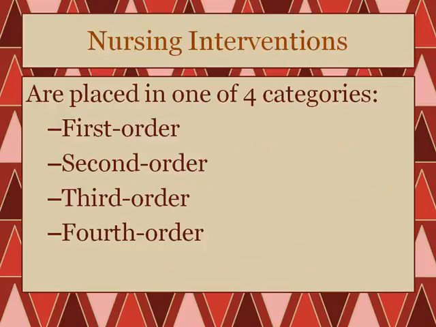All nursing interventions can be placed in one of four categories when we're considering priorities. They are first order needs, second order needs, third order needs, and fourth order needs. If you can learn to place your interventions into one of each of these categories, this will really help you tremendously in setting your priorities for your patient care.